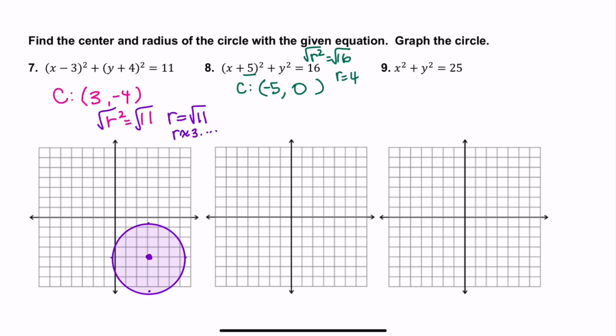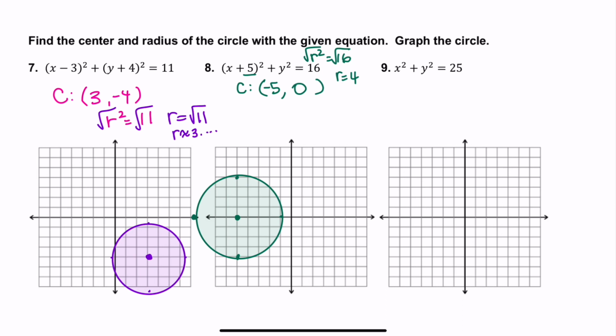So I'm going to start at -5, 0, and then I'm going to go 4 in all directions. It goes a little bit off the graph. Just do your best to connect the dots as best you can and connect them into a circle.